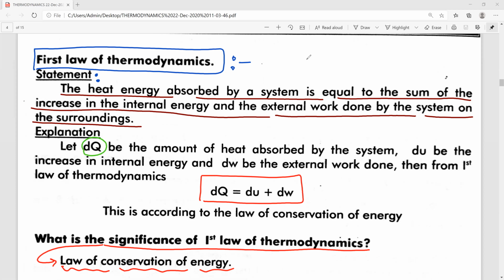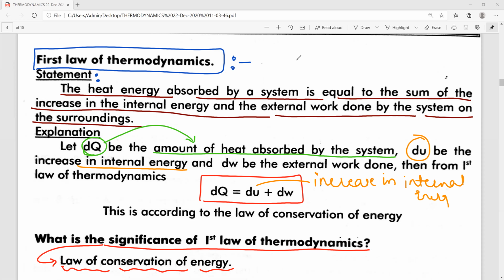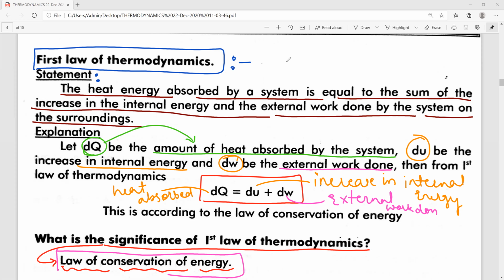So dQ represents the amount of heat absorbed by the system. And dU is the increase in internal energy. dW is nothing but the external work done. And the significance of first law of thermodynamics is that it is based on law of conservation of energy.